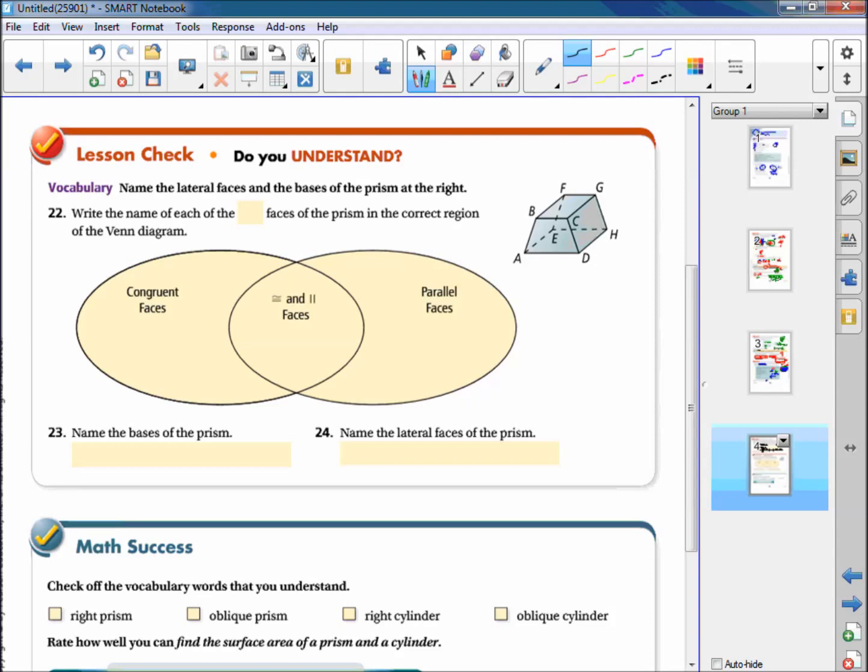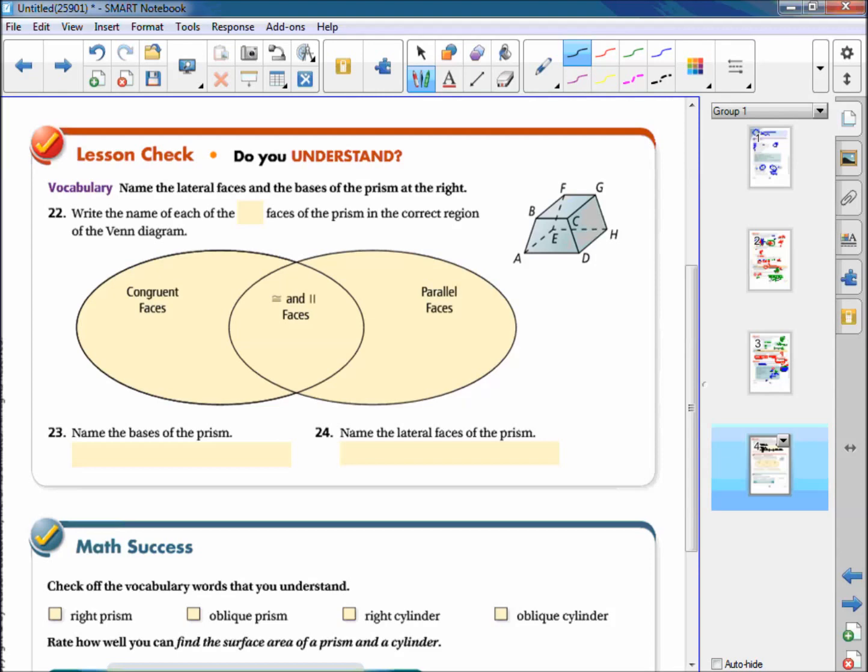We also could have triangular prisms. Those are triangles on the top and bottom, parallel and congruent triangles, with 3 rectangles all the way around. Or we might have a pentagonal prism. That's a pentagon on the top and bottom that are congruent and parallel, and then there'll be rectangles all the way around. So a prism is made up of a top and bottom with lateral faces that are all rectangles.